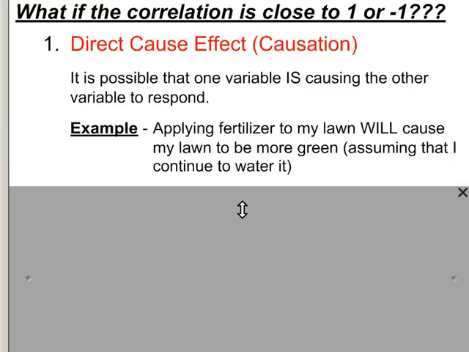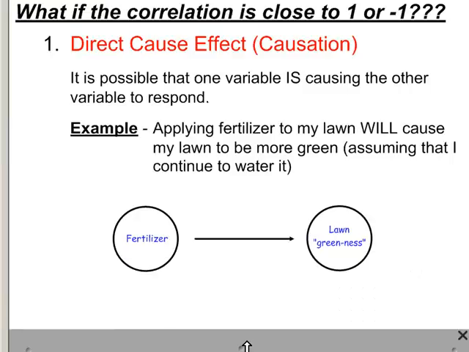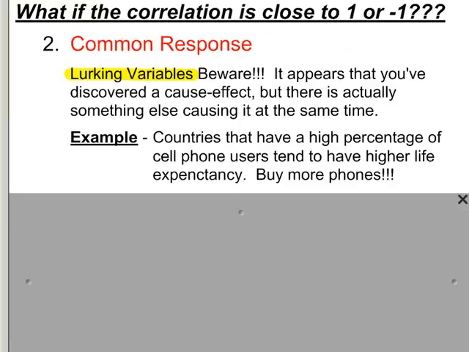And I like to represent that as a picture because I think it will help us understand some of the other situations. So this simply is showing that if I apply fertilizer, it will directly impact my lawn's greenness, if you will. Okay, so that's direct cause and effect. It's possible that if my correlation is 1 or -1 or near 1 or -1, I do have a direct relationship, a cause and effect going on. However, many times, people wrongly assume that since there is a good correlation, there is a direct causation, because there are a lot of other situations that could be going on here. So we're going to analyze a couple of them.